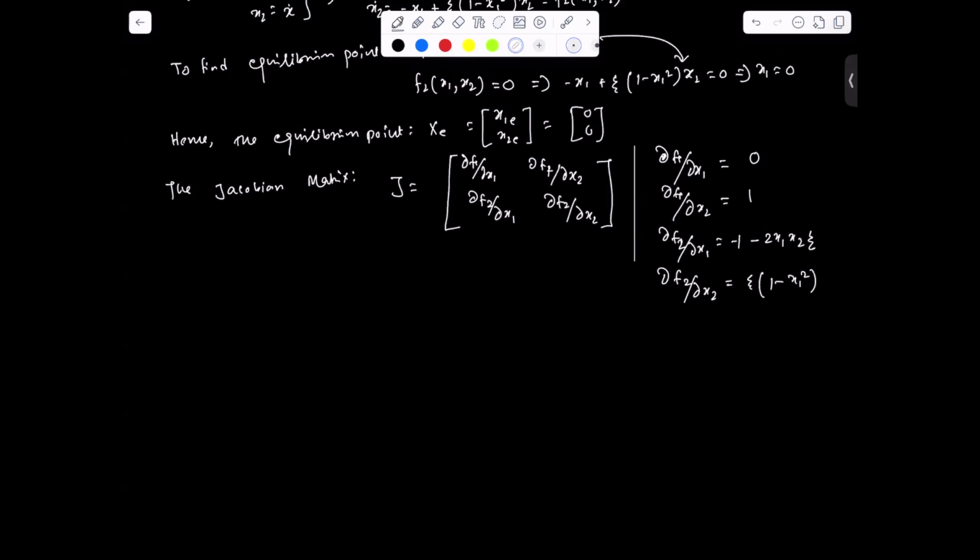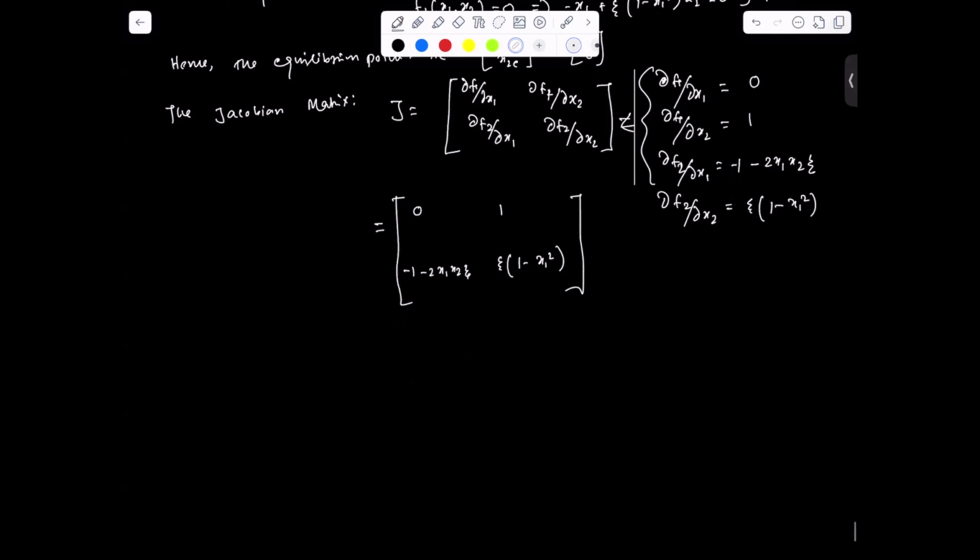Now we can substitute these terms here. So we'll have the matrix 0, 1, minus 1 minus 2 x1 x2 zeta, and zeta times 1 minus x1 squared. This is our Jacobian matrix at the 0, 0 equilibrium point, found to be 0, 1, minus 1, and zeta, right?